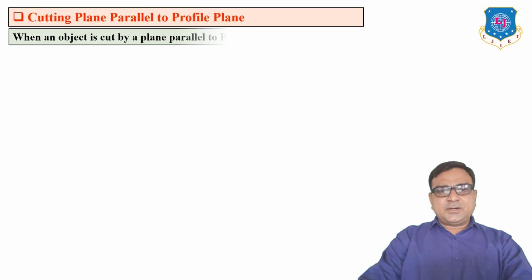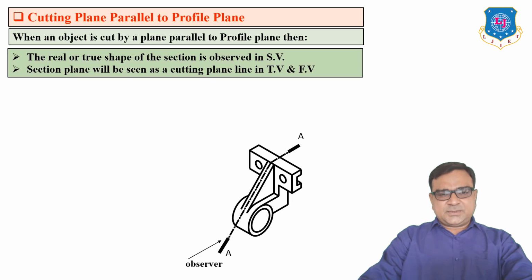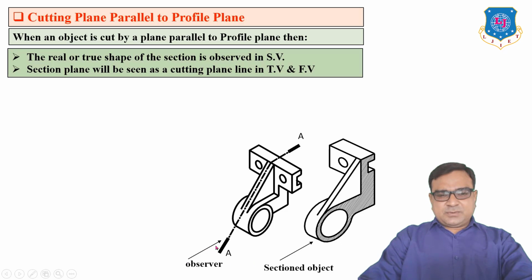Now, cutting plane parallel to the profile plane. When the object is cut by a plane parallel to the profile plane, then the real or true shape of the section is observed in the side view, and the section plane will be seen as the cutting plane line in the top view and front view. So this is one object: this is a cylinder, this is one slot in a rectangular prism, and this is one rib. This is the position for the observer: front view, top view and side view.